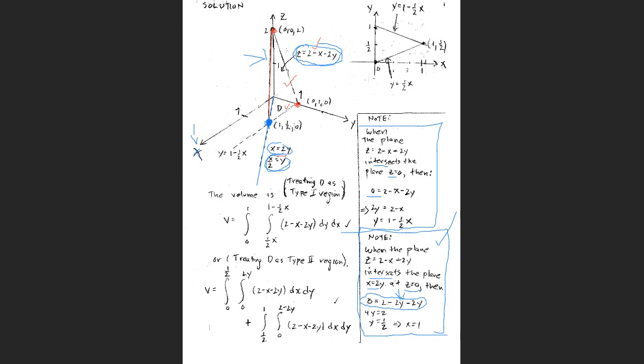And so you'll get then that y equals 2 or y equals 1/2. And if y equals 1/2, by virtue of the fact that x equals 2y, or y equals 1/2 x, you'll get that x equals 1. And so that's how I get this coordinate here, okay, which we're going to need to use.